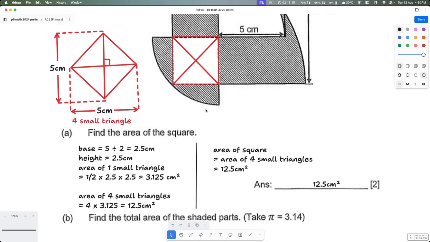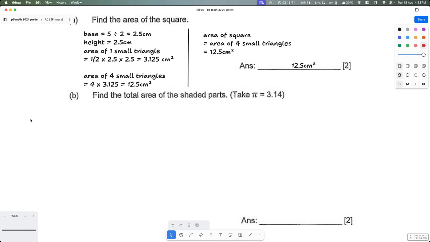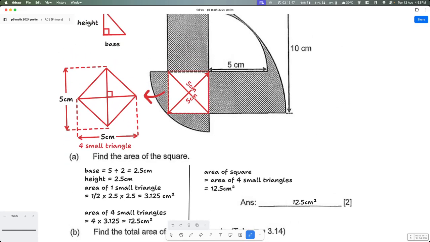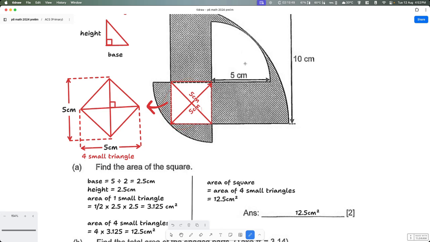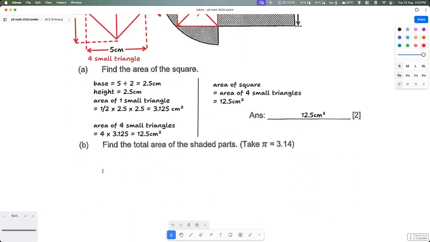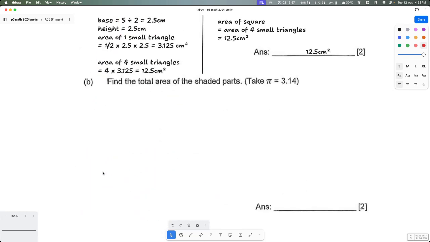Let's move on to the next question. Find the total area of the shaded parts. That's what I see over here. So we know this. Let's get this over here, which is the quarter circle. So what did he call it? Yeah, quarter circle. Small quarter circle.